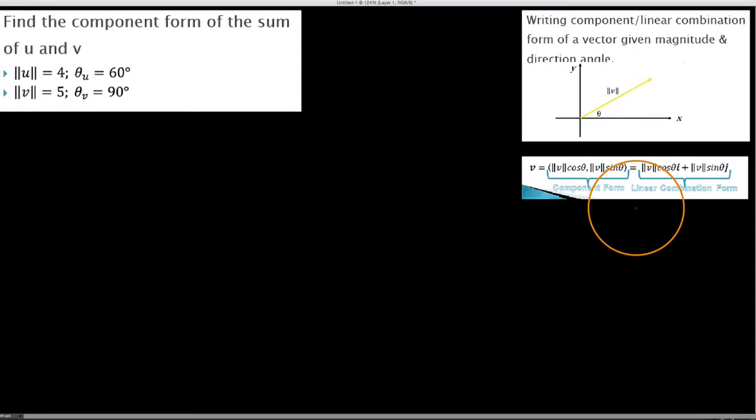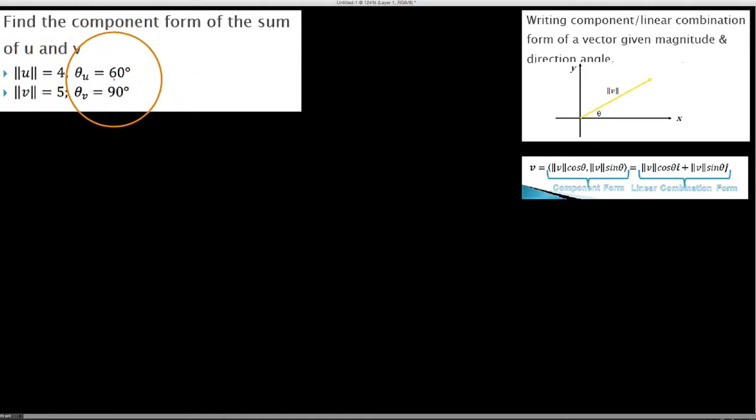Okay, YouTube, in this video we're going to perform a fairly common task, which is to find the sum of two vectors u and v. But we're going to start off by knowing not the x and y component of each vector. We haven't been given the component form. We're going to need to find them given the magnitude and the direction of the vector, okay?